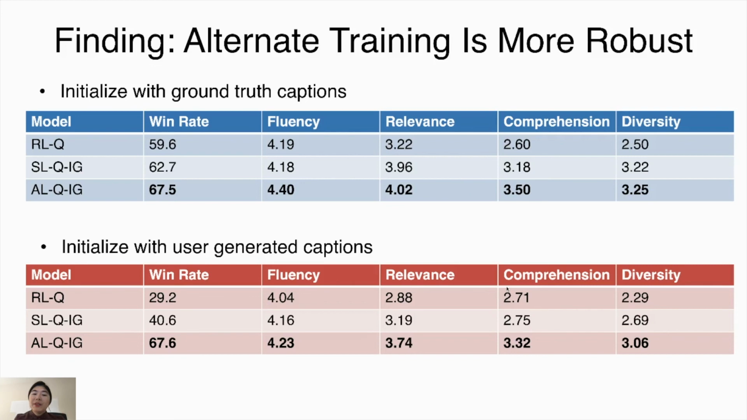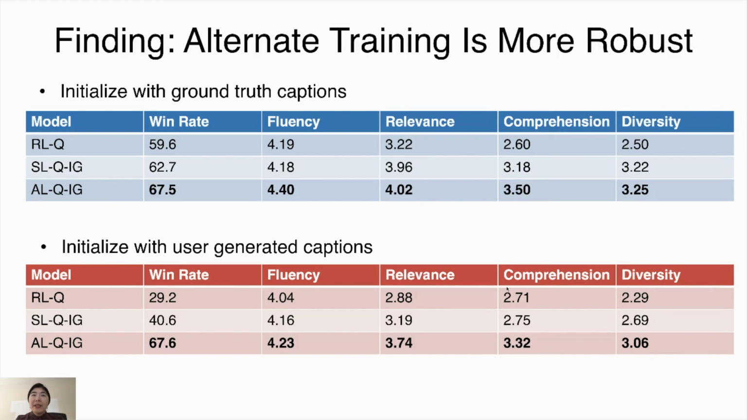Our model does pretty well compared to just doing supervised learning or just doing RL. We can win the game 67.5% of the time. We also ask the user to rate our interaction: is the system fluent, and does it ask relevant questions? Are the questions easy to comprehend? Do all the questions we ask have diversity? We do better compared to the other methods, the baselines.